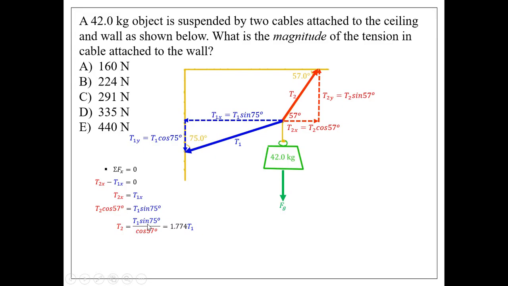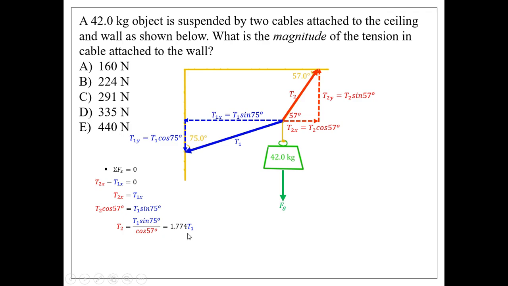If you punch sine of 75 divided by cosine of 57 degrees into your calculator, you'll get about 1.774. Sine of 75 and cosine of 57 are just some number, and you can reduce that to a coefficient in front of T1, which is what I did. So I can make the statement: T2 is 1.774 times T1.